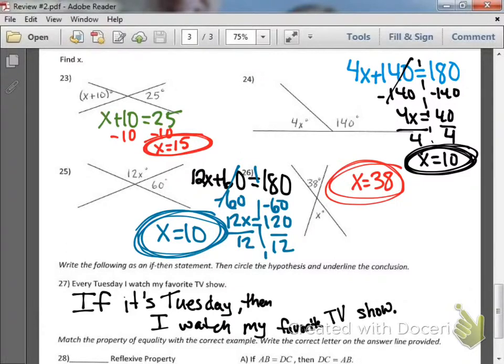Yeah, so the day of the week determines what you're watching, right? You can't magically change the day of the week by watching a certain TV show. So the day of the week has to happen first. That will determine what's on, and that will determine what you're watching. Any questions? Kind of a tricky one. Did everybody get it?